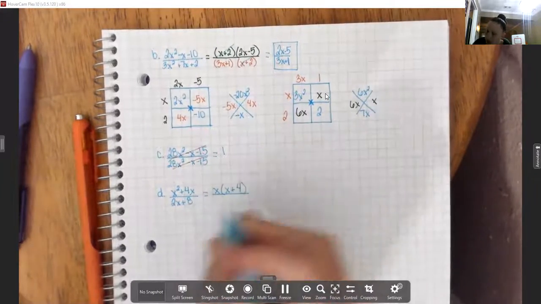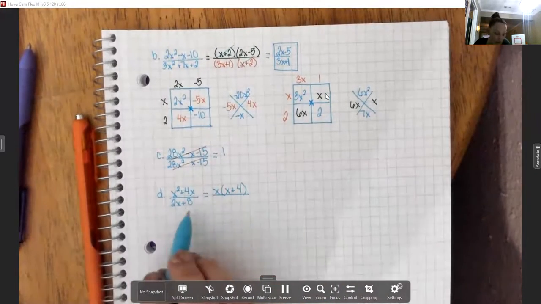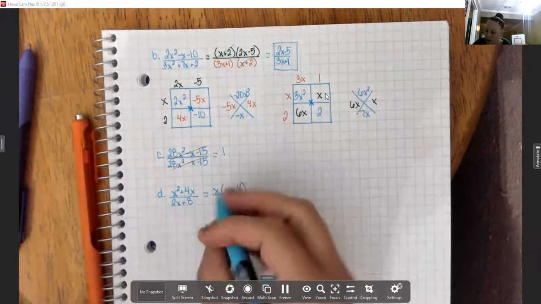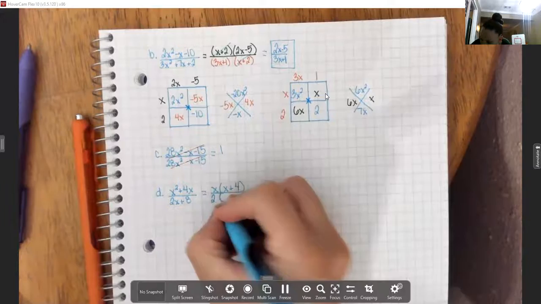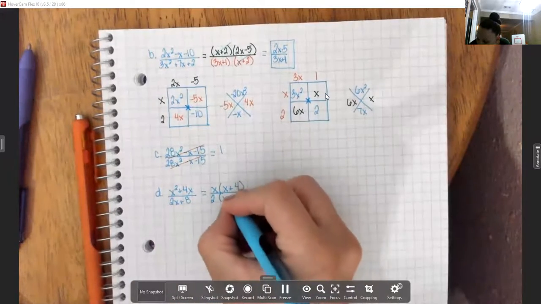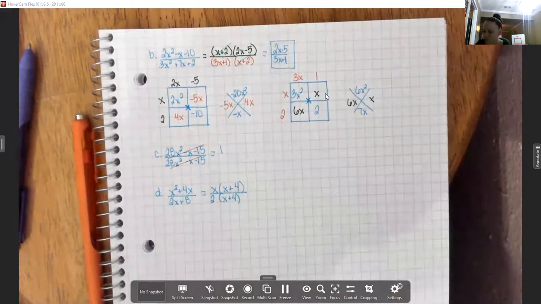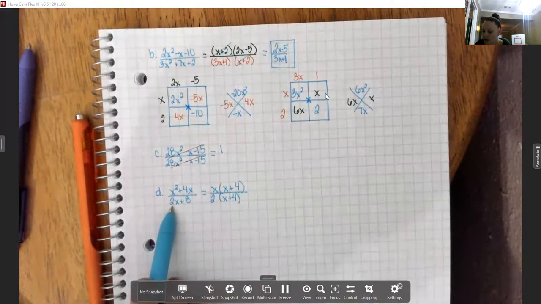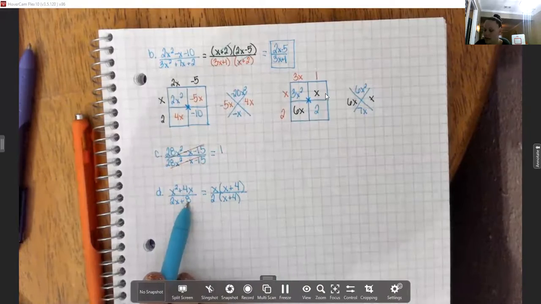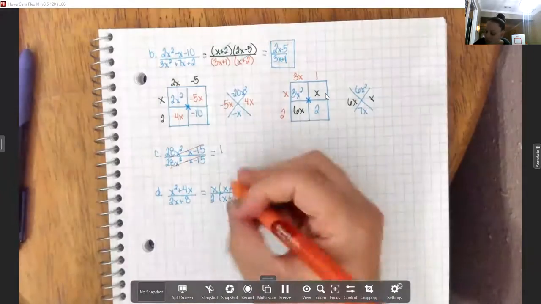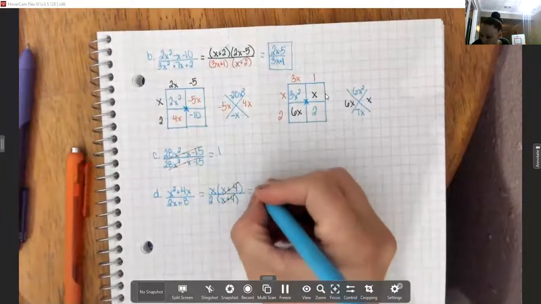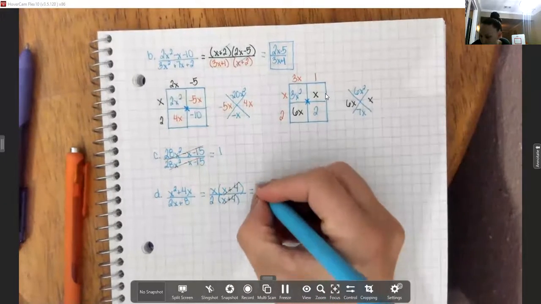Same thing in our denominator. 2x plus 8 has a greatest common factor of 2. 2 divides into all of my terms here. So if I factor out a 2, basically you divide each term by 2. This just becomes x plus 4. 2 times x is 2x, 2 times 4 is 8. So same idea, my x plus 4's cross out, and this simplifies to x divided by 2.